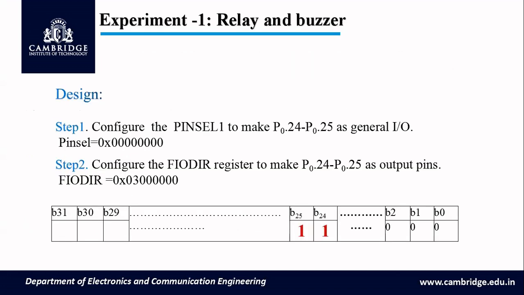The registers which need to be configured before writing the code are these. In step 1, we configure the port lines as general purpose IO pins, that is GPIO, for which I will be writing 0 into the pin select register. In step 2, we decide the direction of the port lines that are used, whether they are incoming or outgoing. Here P0.24 and 25 are output pins. P2.11 is our input port line. So if a port line has to function as an output port line, then I need to write 1 into the corresponding bit positions in FIO DIR register.